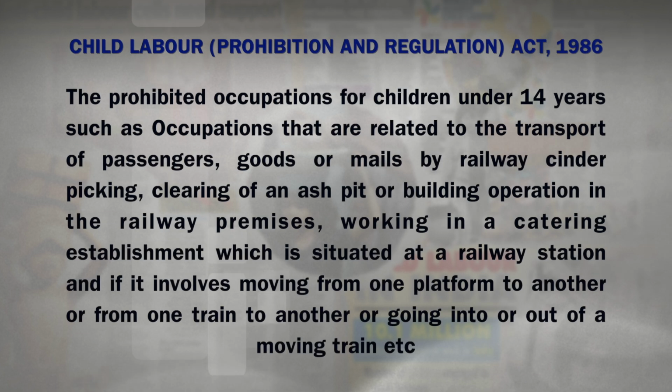The prohibited occupations for children under 14 years are those related to the transport of passengers, goods or mail by railway, cinder picking, clearing of an ash pit or building operation in the railway premises, working in a catering establishment which is situated at a railway station, and if it involves moving from one platform to another or from one train to another or going in or out of a moving train, etc.